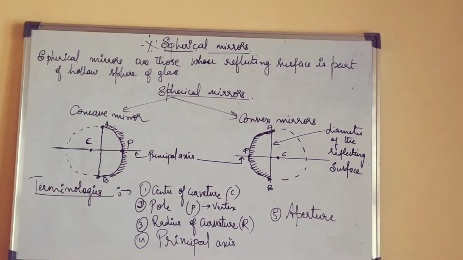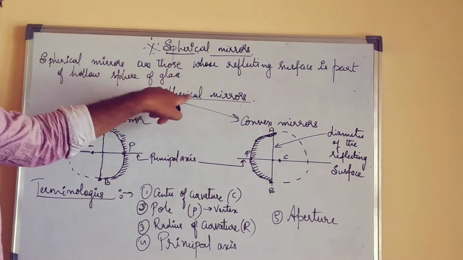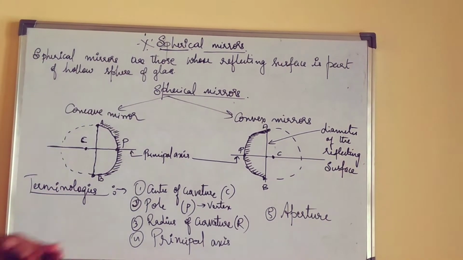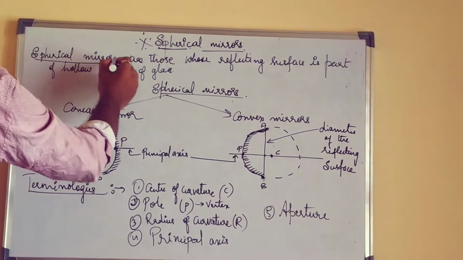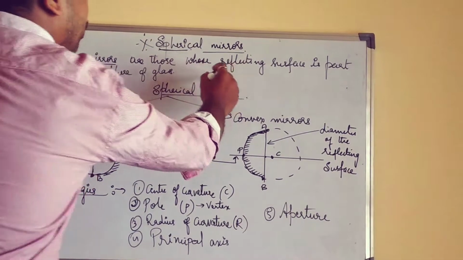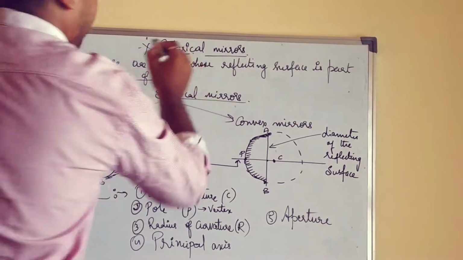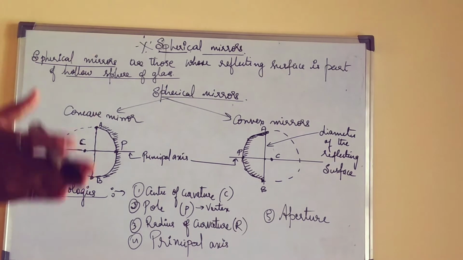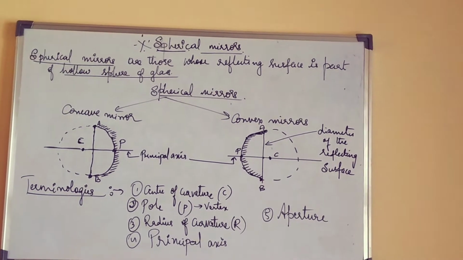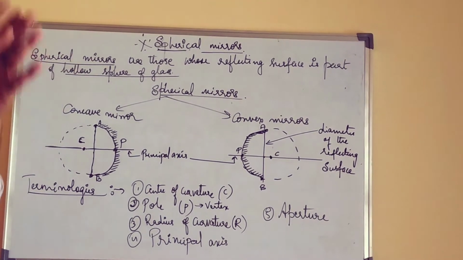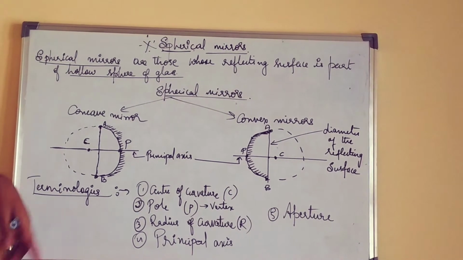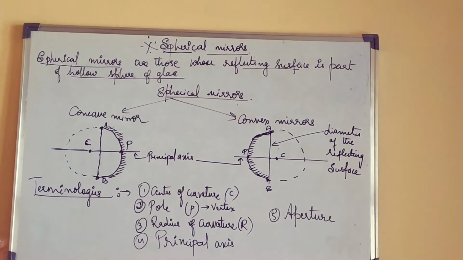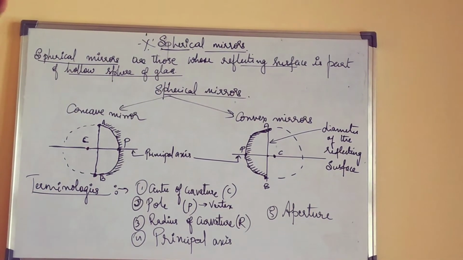So, what do you mean by spherical mirrors? Spherical mirrors are those whose reflecting surface is part of hollow sphere of glass. Means within this hollow sphere of glass, you have certain portion to be taken out. So that itself will become spherical mirrors, a part of it. So spherical mirrors are those whose reflecting surface, we are concentrating on reflecting surface only, is a part of the hollow sphere of glass.